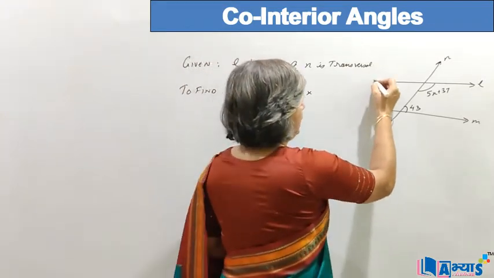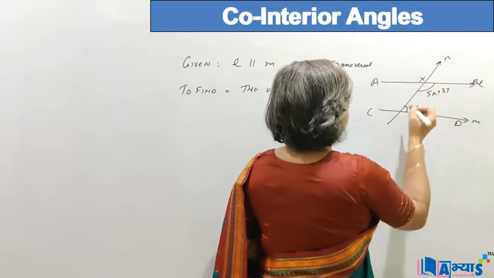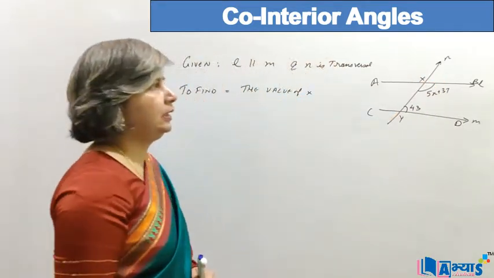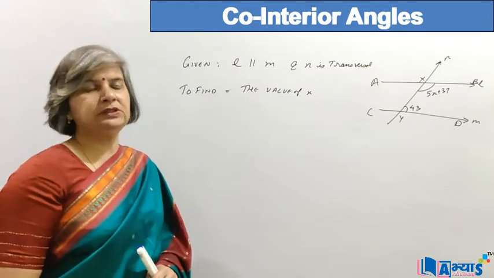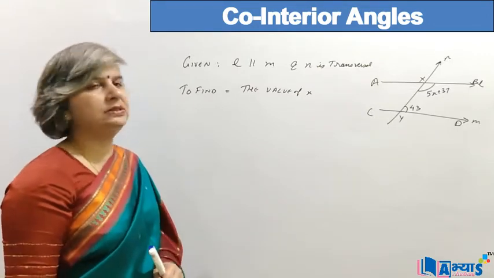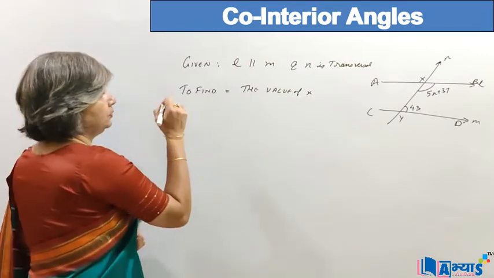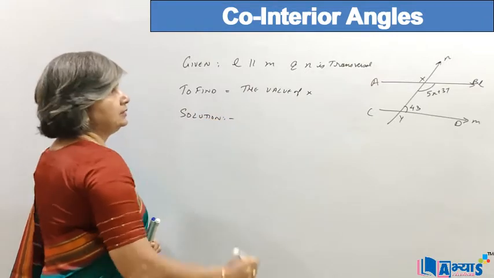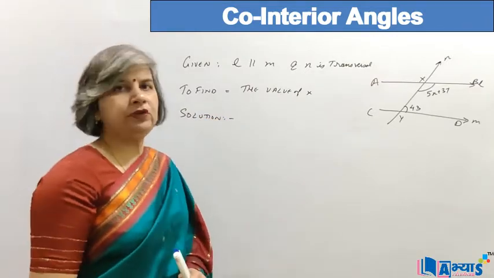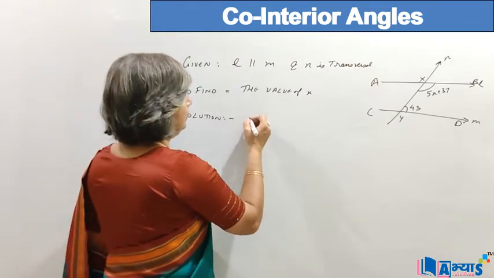Now let us name the figure. Let it be A, this be B, C, D and X, Y. Now we know that AB and CD are two parallel lines and N is the transversal which is intersecting AB at X and CD at Y, and we are supposed to find the value of x. So the solution will be: as L is parallel to M, we know that the co-interior angles are supplementary.